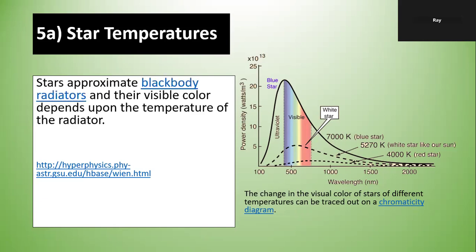Stars approximate black body radiators, and their visible color depends upon the temperature of the radiator. The curve shows a blue star if it has a temperature of 7,000 Kelvin. This one is 5,270. This white star, right? White in color will appear to us white. And then this one is 4,000 Kelvin. Right? The maximum is towards the red star, red wavelength.